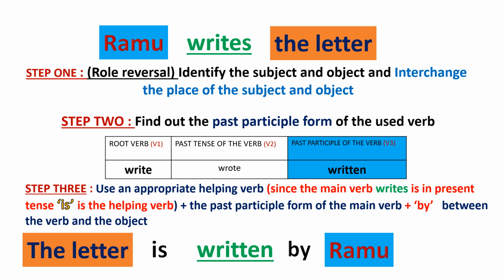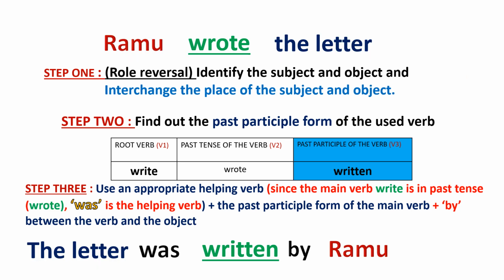Then step 3, use an appropriate helping verb. Since the main verb writes is in present tense, is the helping verb used. The past participle form of the main verb is written and the work is done by the object. So by is written between the verb and the object. Now let us see the same sentence in past tense.